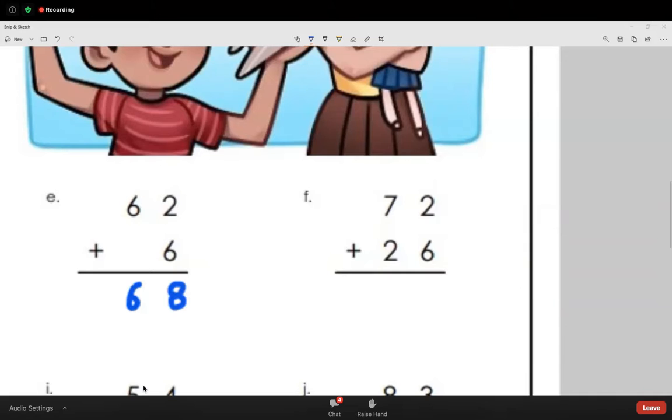Camilo's getting the right answer in the chat. But Emmy, do you want to just type in the chat what we do first here? Which numbers we add first out of these?